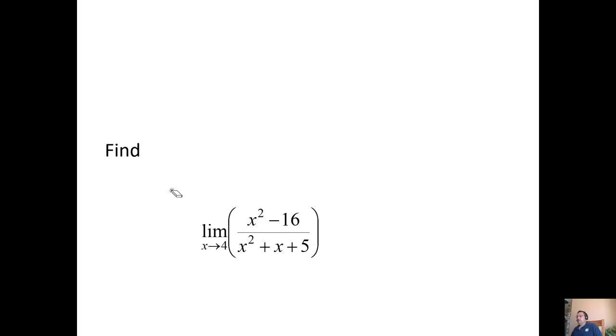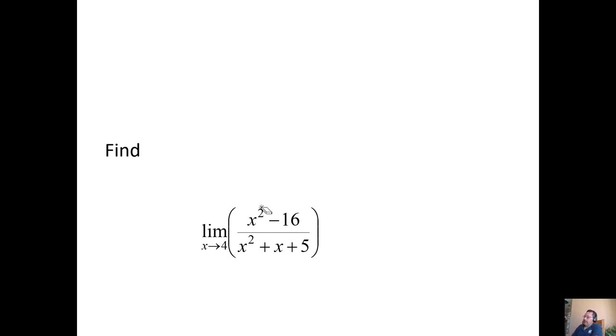Okay, so go ahead and pause the video and do this problem. You can do this problem using the limit laws and what we've just gone over, so you should go ahead and do this problem. Okay.